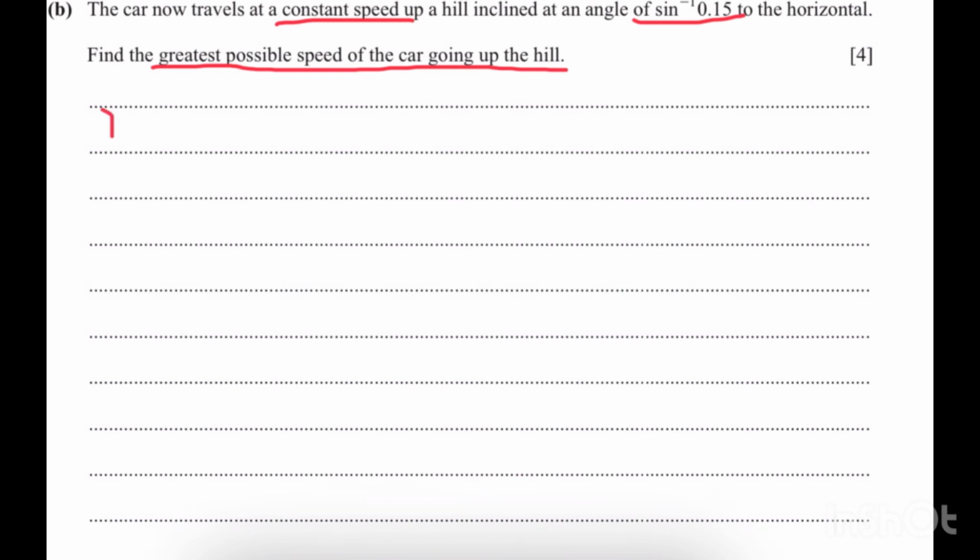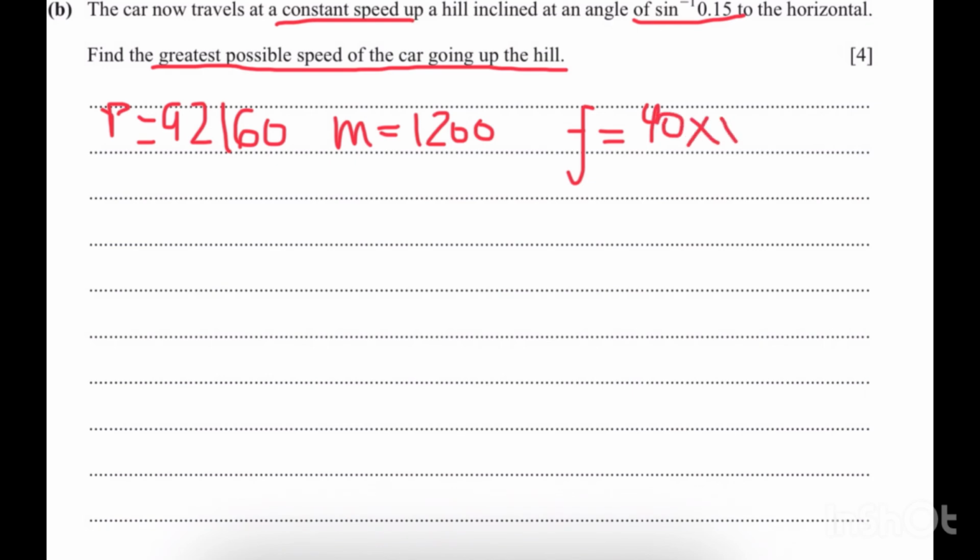So we know that the greatest power of the car is equal to 92,160 watts, and that the mass of the car is 1200, and we also know that the friction is equal to 40 multiplied by the velocity of the car. They've also given us the angle of the hill.